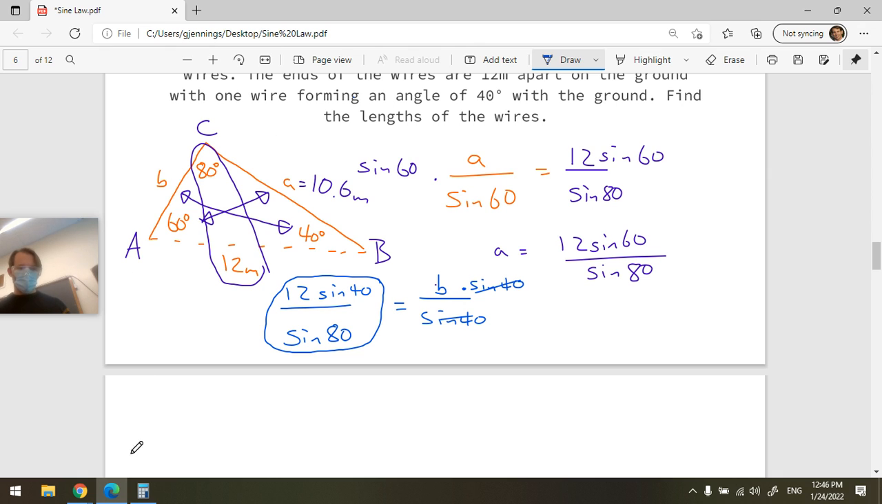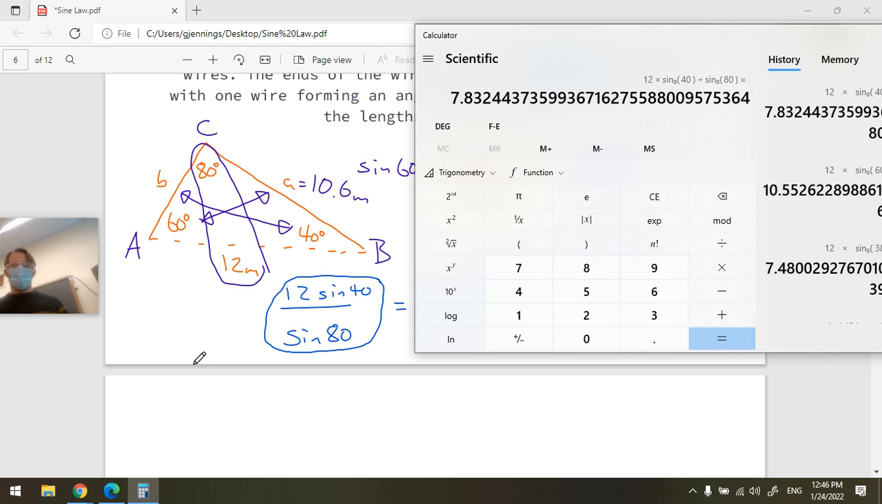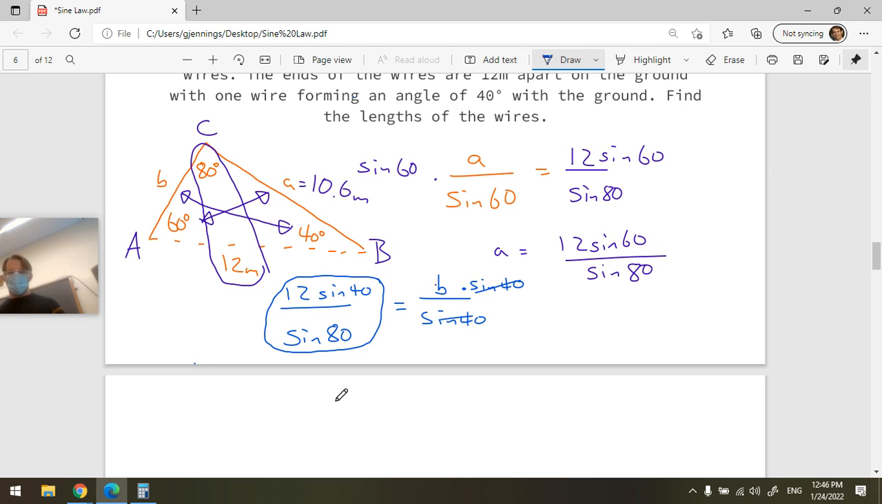What? Did it give you a negative number? Yeah, I did sine 40 divided by sine 80. Are you working on Google? Yeah. It's probably in radians. Oh, wait. Yeah, you're right. B is equal to 7 point, I said 7.8? Yeah, 7.8. Okay. So there, B is 7.8.